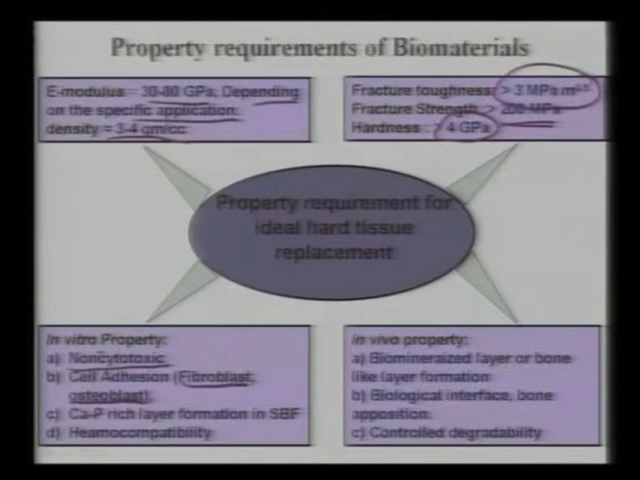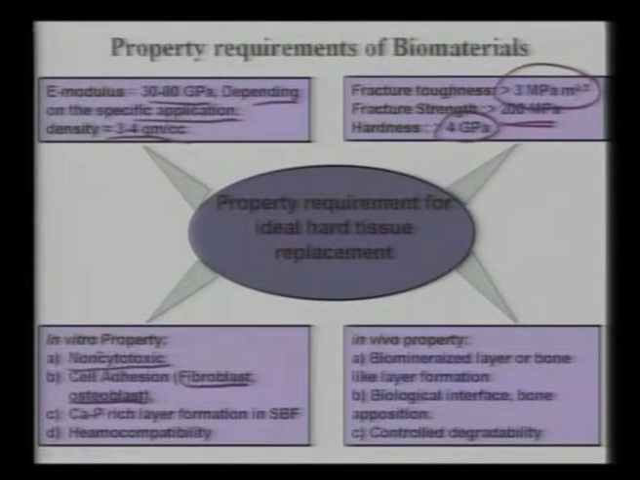Third one is calcium phosphate rich layer formation in SBF. Whenever you do any in vitro dissolution experiment, you first check whether the biomaterial is capable of forming a calcium phosphate rich layer. Irrespective of the composition, if that biomaterial can form a calcium phosphate rich layer, then it will have a very good biological response when you put it in in vivo conditions, because in vivo it will also first form a calcium phosphate rich layer.